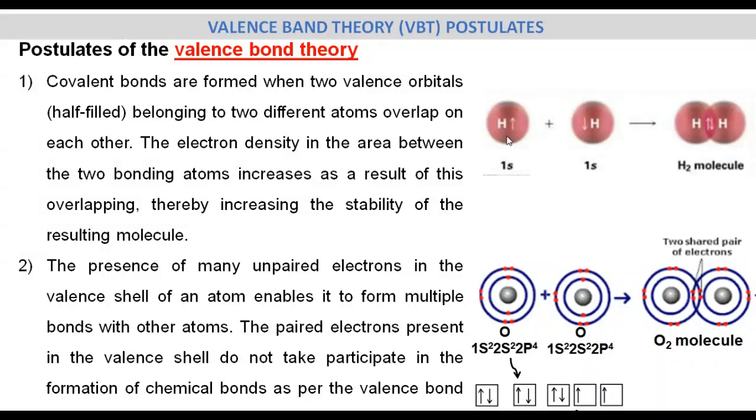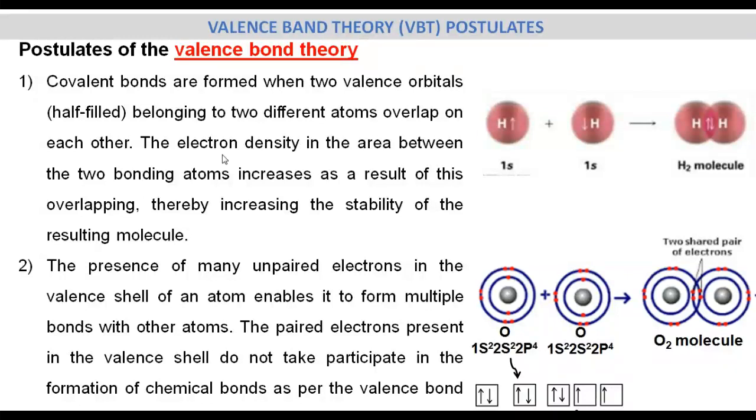For example, you can take the 1s atomic orbital of a hydrogen atom overlapping with the 1s orbital of another hydrogen atom, and these orbitals, having electrons with opposite spin, pair up to form a molecular orbital, that is the hydrogen molecule. So this is what the first postulate says.